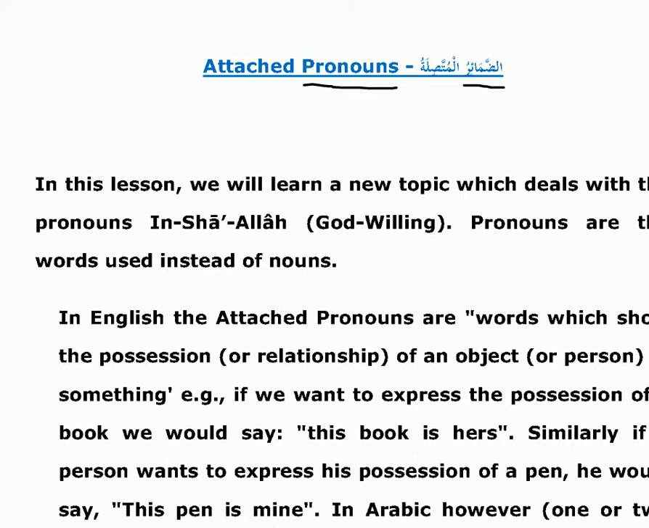Because we didn't want to say something like the pen that is owned by me, or the house that I live in, right? We just said my house. So we attached a ya to it, we attached the pronoun, and we were able to say something like my house. Right? And it was possessive.